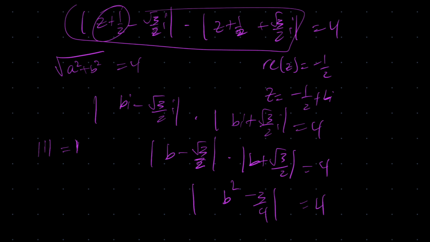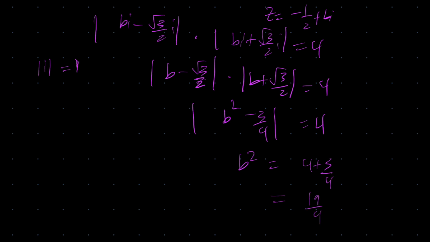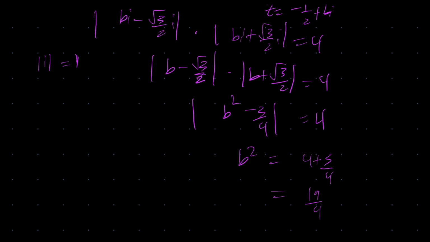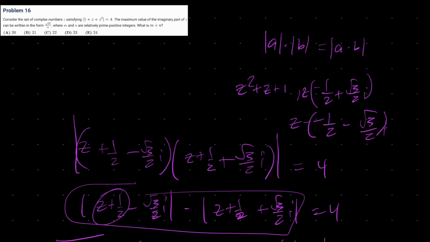Now we could take the plus or minus solution of this. To maximize it, we will just take the positive one. That means we have b squared equals 4 plus 3 over 4, or 19 over 4. Once again taking the positive solution, b is square root 19 over 2. This is in the form root m over n. So m plus n is 19 plus 2, which is 21.